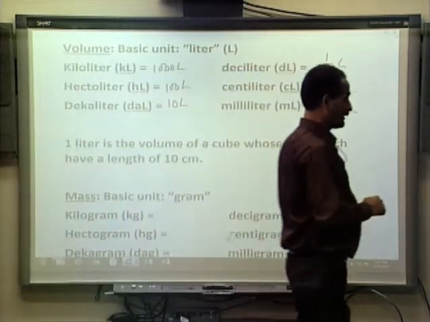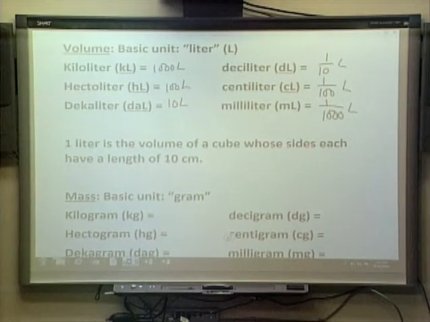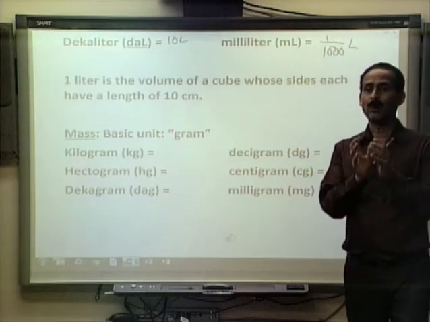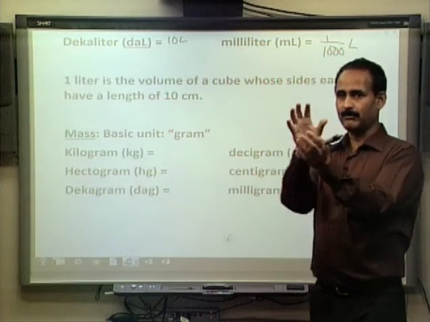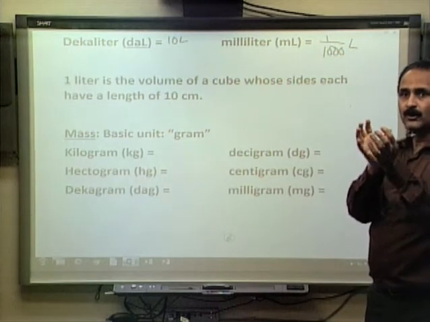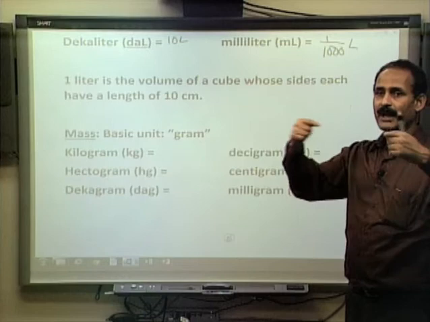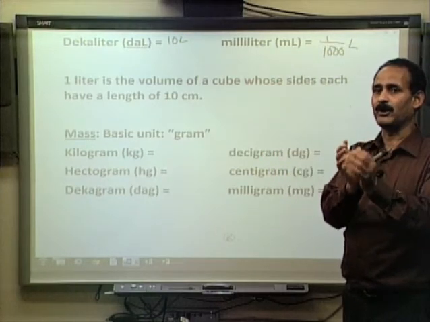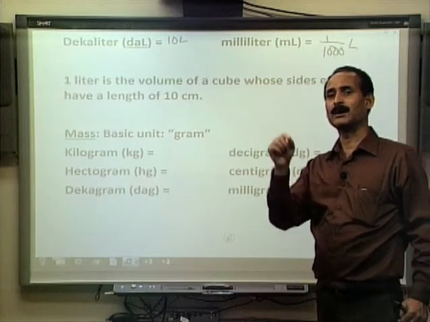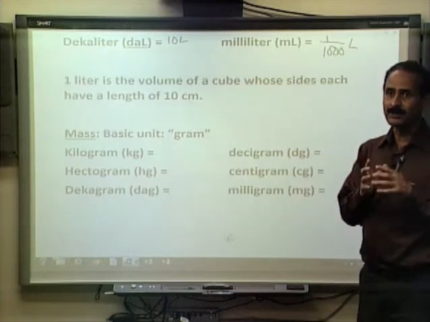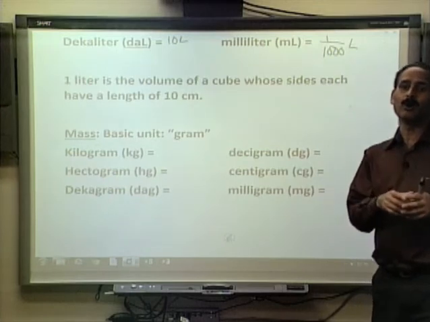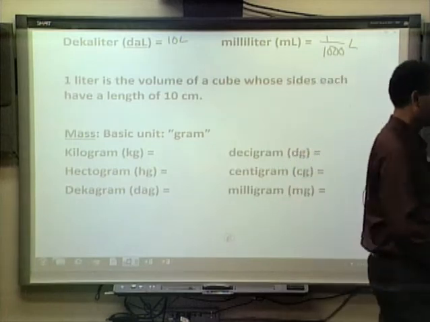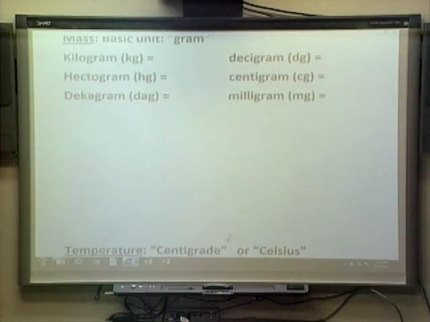Okay. In fact, 1 liter refers to the volume of a cube. Think of a cubical box whose each side is 10 centimeter long. The volume of that cubical box is what 1 liter is. 1 liter refers to the volume of a cubical box whose length is 10 centimeter. Anyway, let us go to mass.